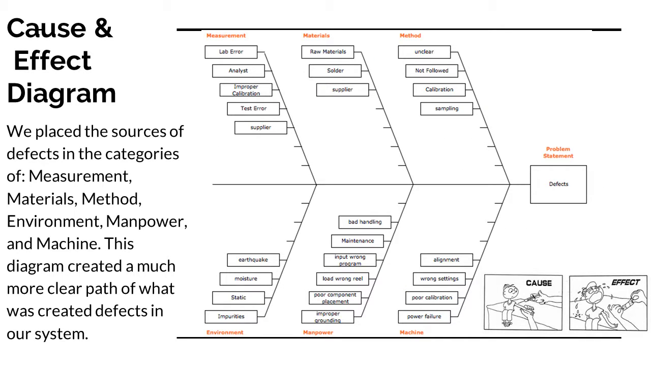To understand the defects in the system, we decided to create a cause and effect diagram. In it, we separated causes into categories: measurement, materials, method, environment, manpower, and machine. Some of these could be lab error for measurement, raw materials, unclear methods, different environmental things that could be problems in assembly, manpower, so things that the operator could have done in creating the PCB, or machine failure.